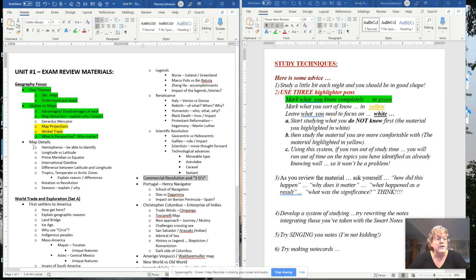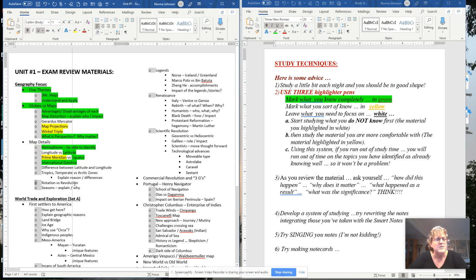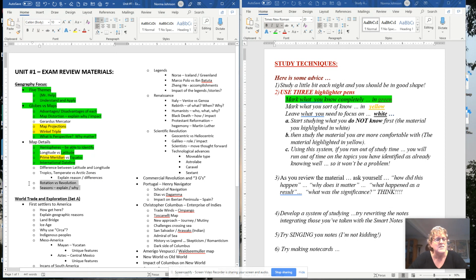So you're going through and you're like, okay, I know hemispheres, great. I know latitude, great. I'm still a little sketchy on longitude. I know the equator, fine. Yeah, I'm not really sure on the difference between latitude and longitude. Prime meridian, I think I know, so I'm going to put that in yellow. Yeah, rotation, revolution, sure. Seasons, I got that down, no problem. Time zones and tropics, I'm not really clear on.